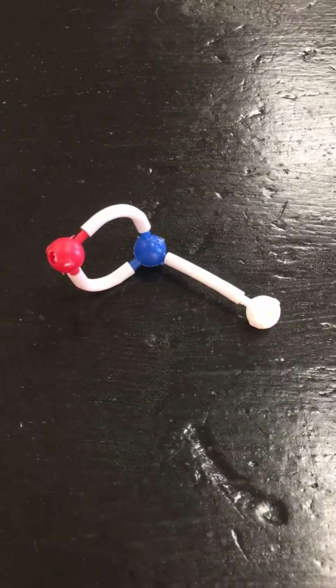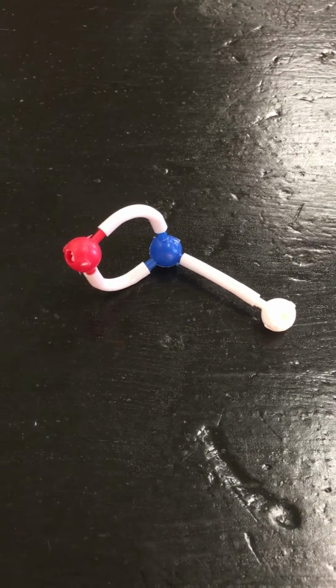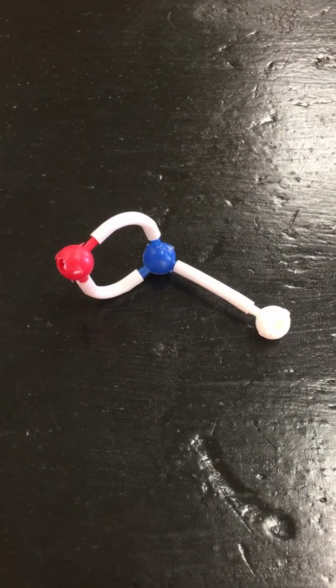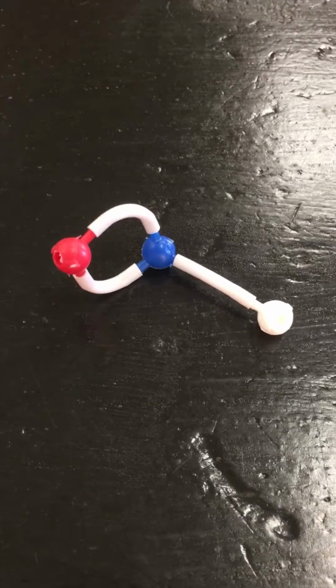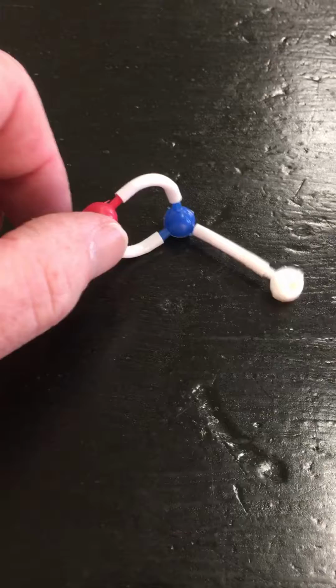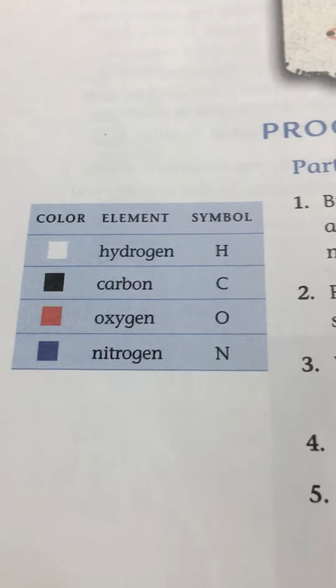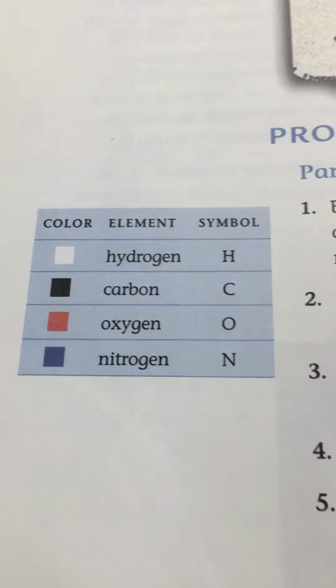Okay, that's 1. This is 2. Please draw this in your lab notebook, and also please make sure that you write the chemical formula for this. Again, your color code is hydrogen white, carbon black, oxygen red, nitrogen is blue.